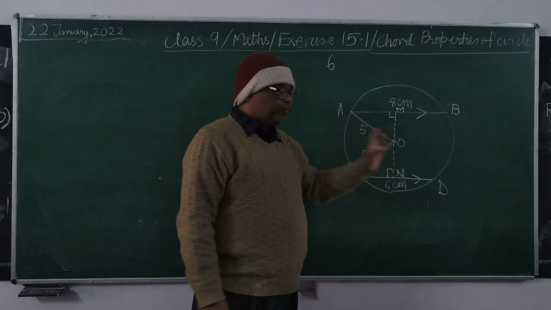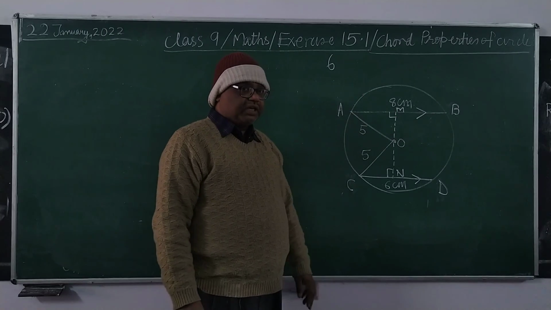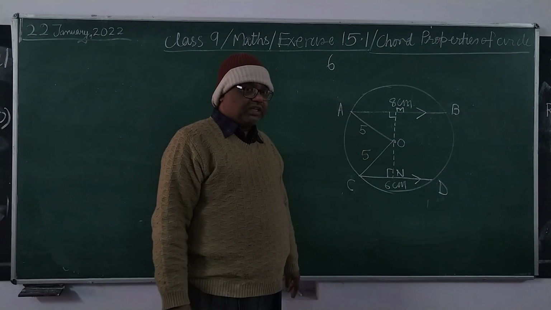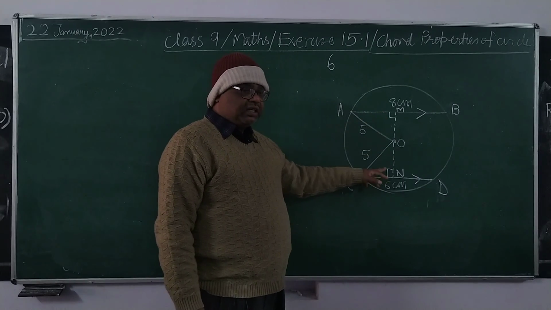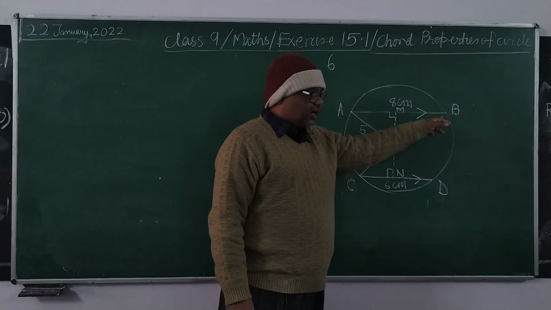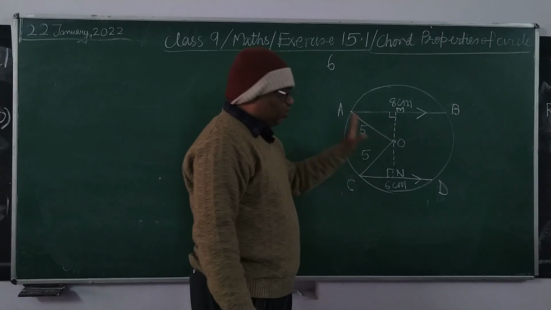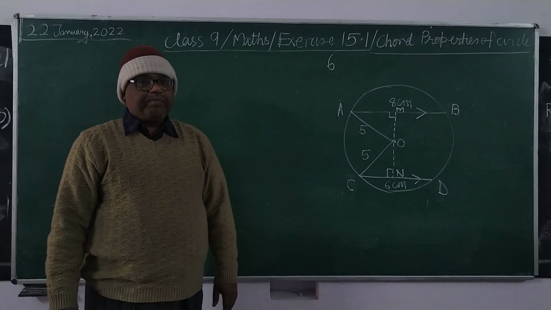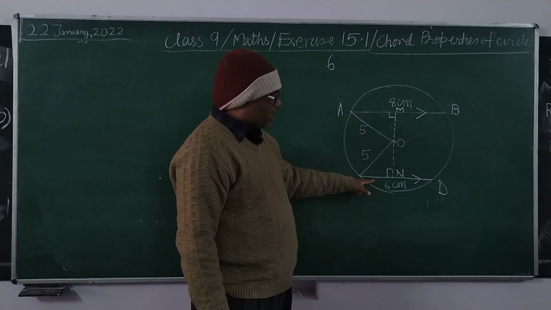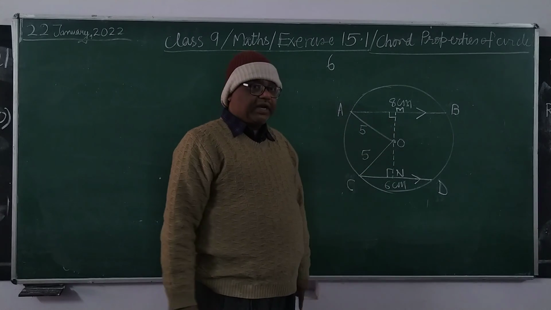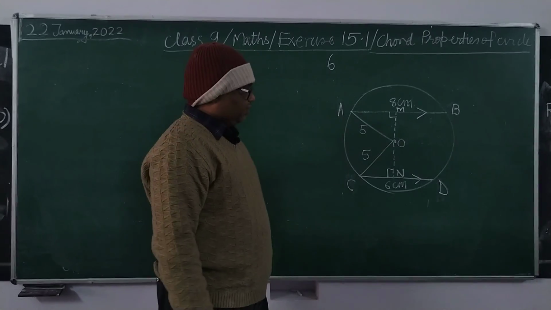AB and CD are two parallel chords. From point O, draw perpendicular on AB and perpendicular on CD. So this angle is 90, this angle is 90. These two lines are parallel and their sum is 180. Therefore, MON will be a straight line. Why? Because the lines are parallel and the sum of angle M and N is 180 degree. 90 plus 90 equals 180.